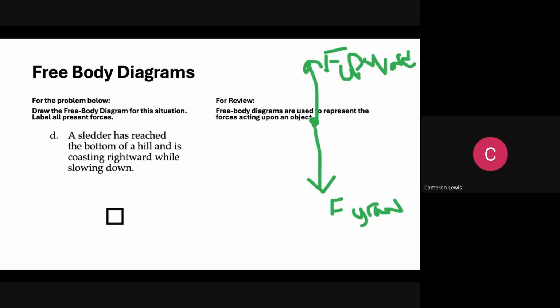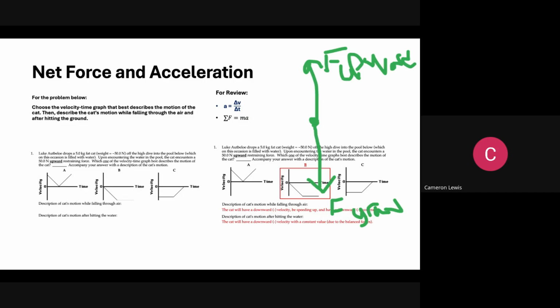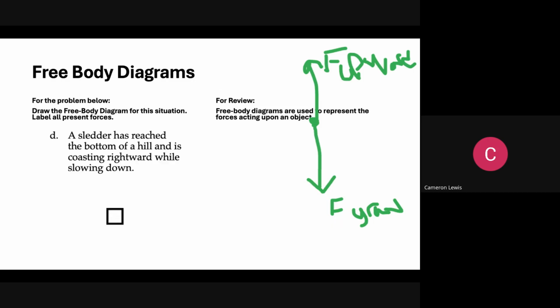And all of this comes off of what? Understanding how to represent things with free body diagrams, right? So how would I represent all the forces on this object, in this scenario, right? Who's ridden a sled before?